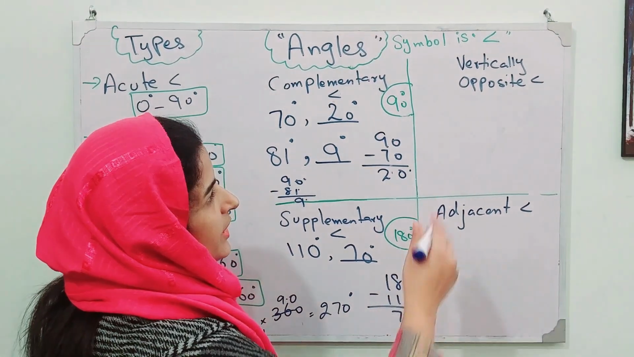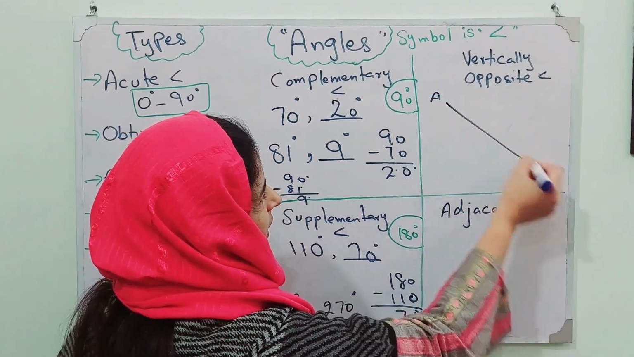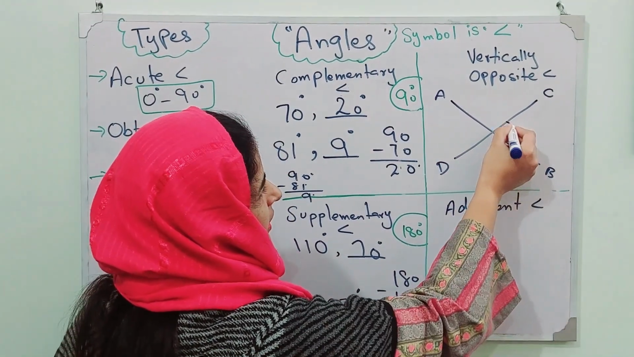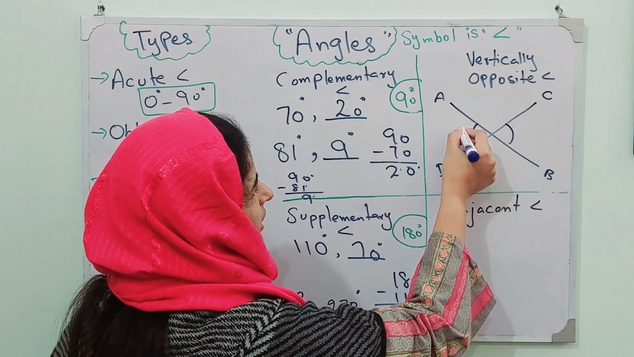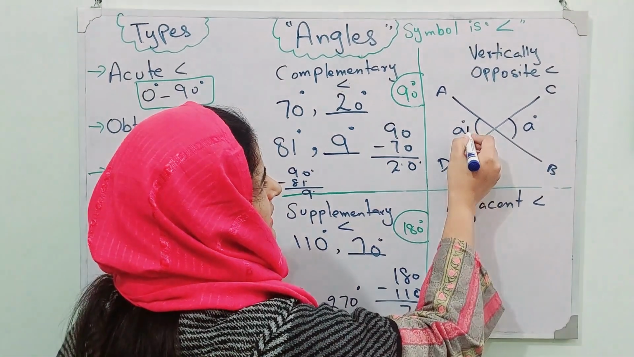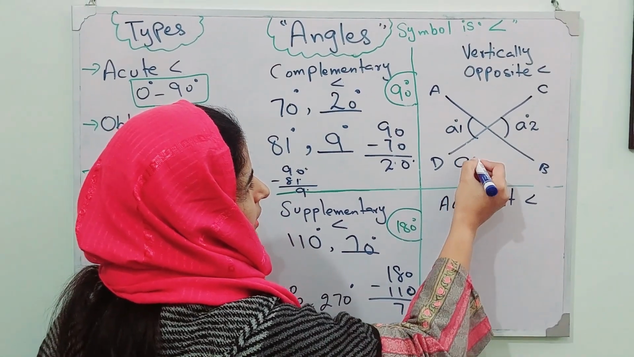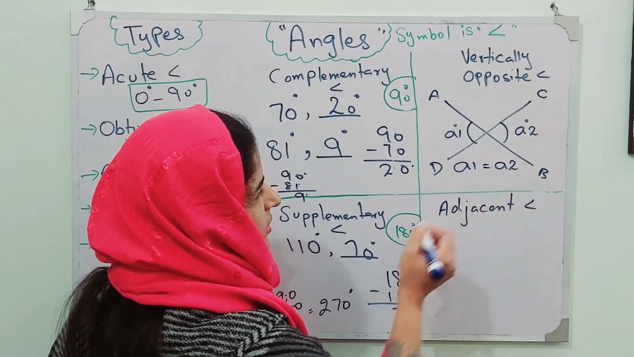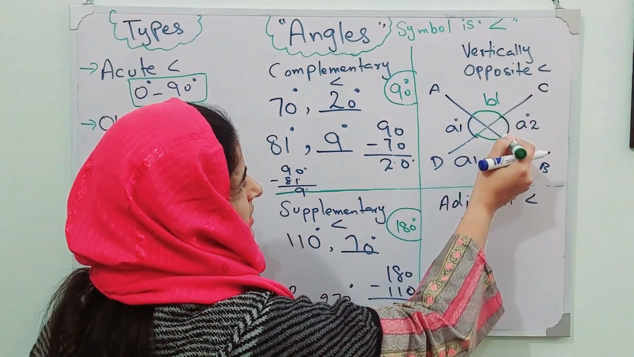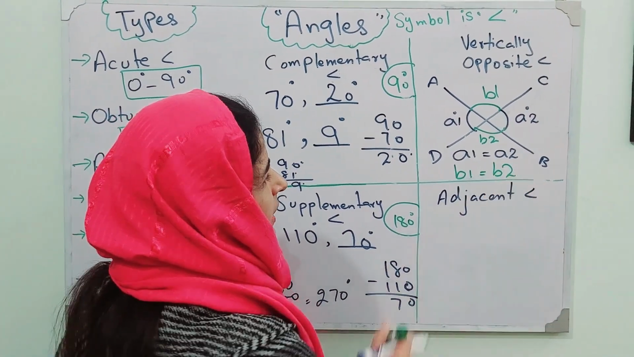Let's see about vertically opposite angles. When two straight lines AB and CD intersect each other, always there are vertically opposite angles which are always equal to each other. Let's suppose this is A1 and this is A2. These are vertically opposite angles. A1 is always equal to A2. In the same way, this is B1 and this is B2. You can say B1 is equal to B2.